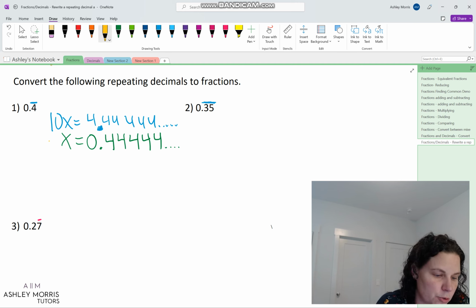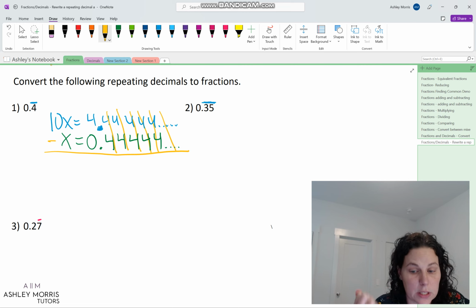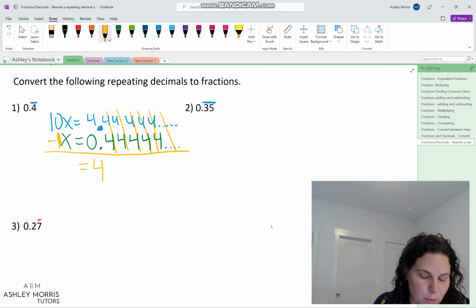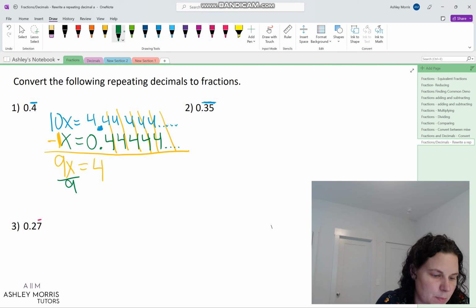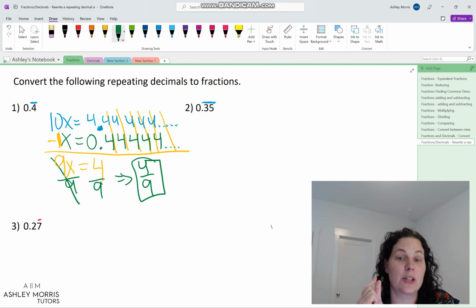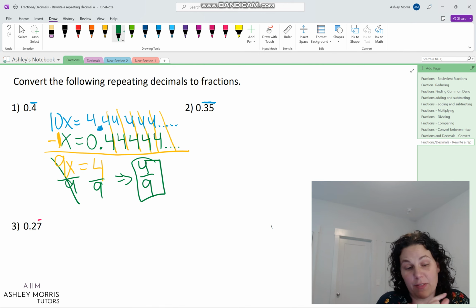Then we can subtract. So all these 4s that are after the decimal, they're going to cancel. 4 minus 4 is 0 every single time. 4 minus 0 is 4. 10x minus 1, there's an invisible 1 there, and 1x gives me 9x. And then divide both sides by 9. And you're going to get 4/9 for your final answer. And you do that same process every time. You just need to make sure you get whatever repeats, that whole set, in front of the decimal.